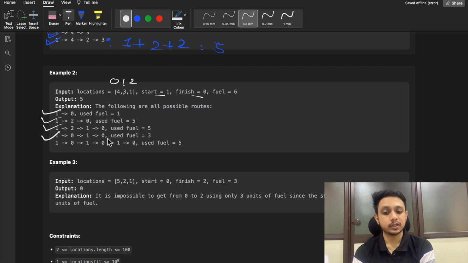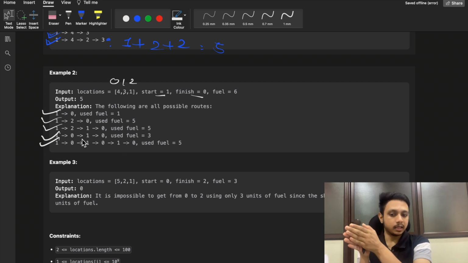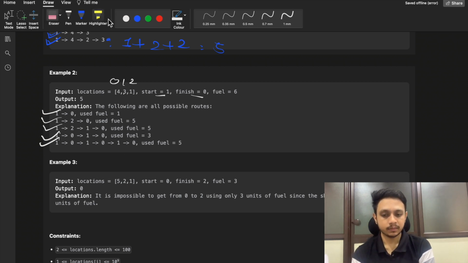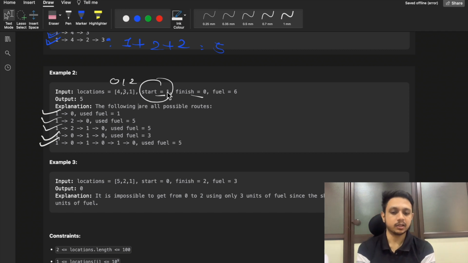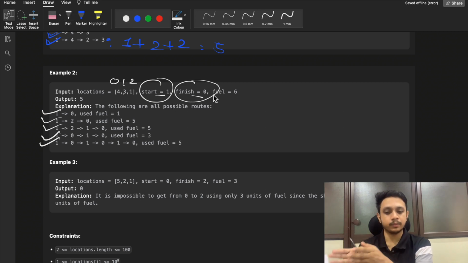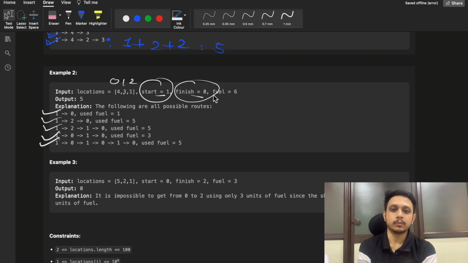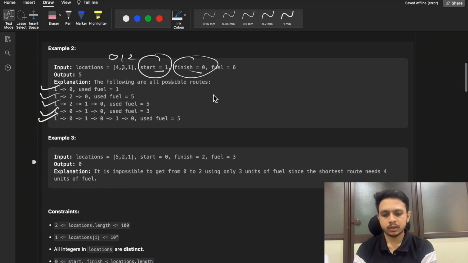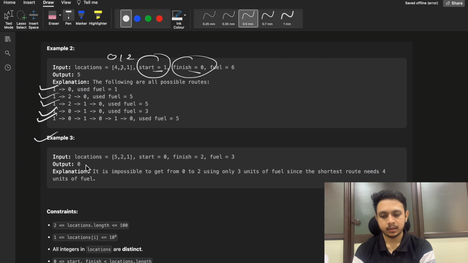1 3 1 0 is also a valid route, as well as this is also a valid route, right? So a valid route is nothing but the starting city must be the given start, and the ending city must be the given finish, right? So these two must be satisfied, as well as the total fuel cost for the given route must be less than or equal to the fuel. So if you satisfy these three conditions, the starting location, the finish location, and the total fuel required, then you can find all the different possible routes, right?